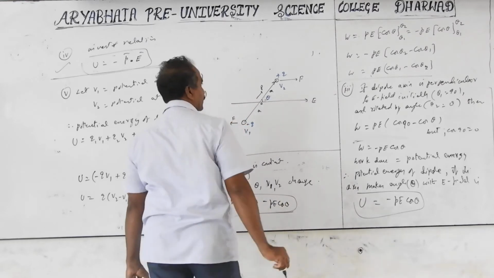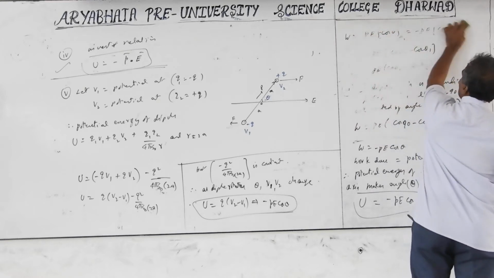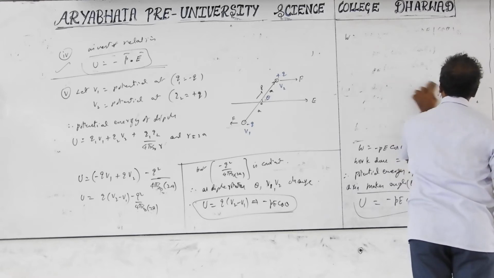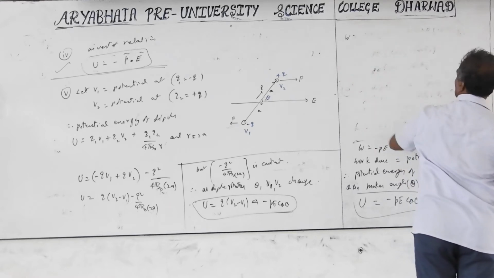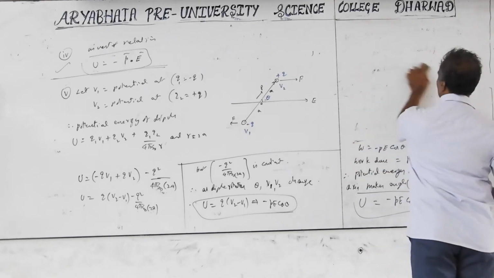Then why do we have to take theta equal to 90 degrees initially? If the dipole is perpendicular, the initial condition we take is theta 1 equal to 0, and the potential energy is 0 from that condition onwards. Potential energy is 0, then what happens to V1 and V2?